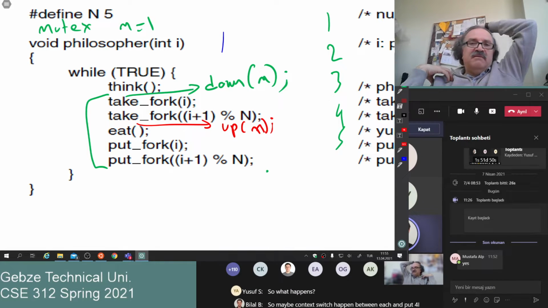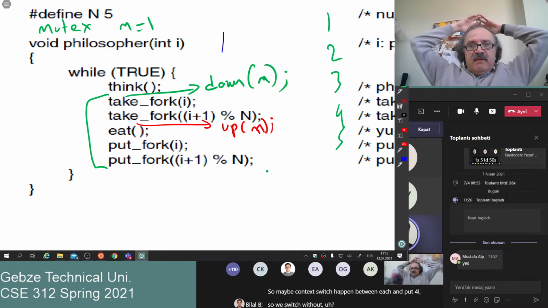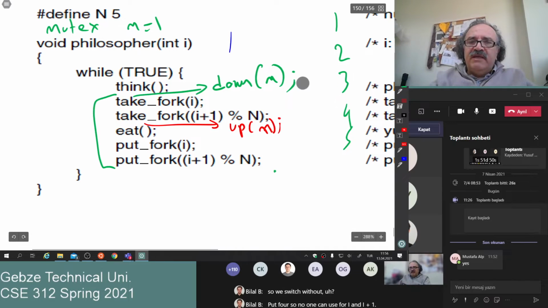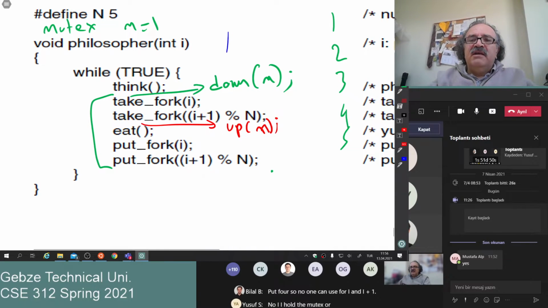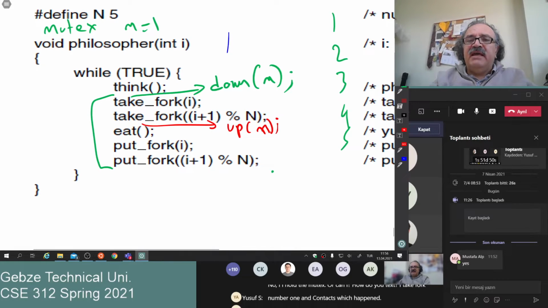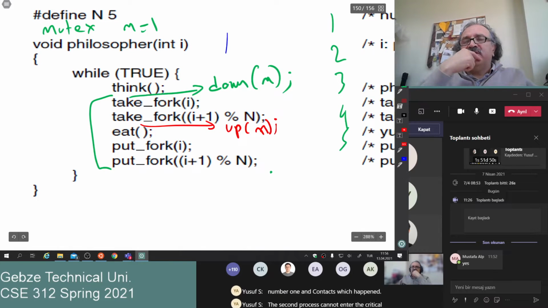So we switch without put fork. So no one can use fork I and I plus 1. No, I hold the mutex. Okay, I hold the mutex. I take fork number 1 and a context switch happened. The second process cannot enter the critical region because I am holding the mutex.